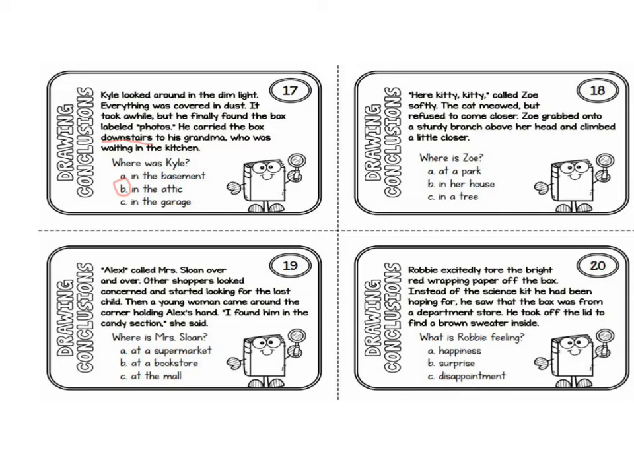Where is Zoe? Now, is she at a park, in her house, or in a tree? Well, I saw the clue that she grabbed onto a sturdy branch above her head, which let me know she was not in her house. It also didn't talk about anything about a park, so I'm going to go with C, in a tree, as the best answer. Let's try a few more.